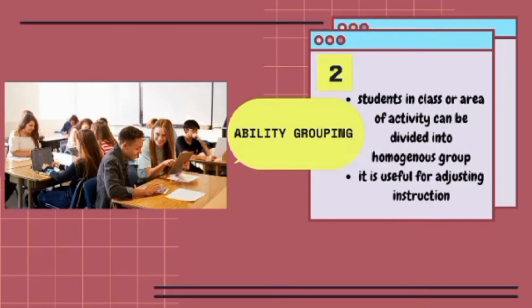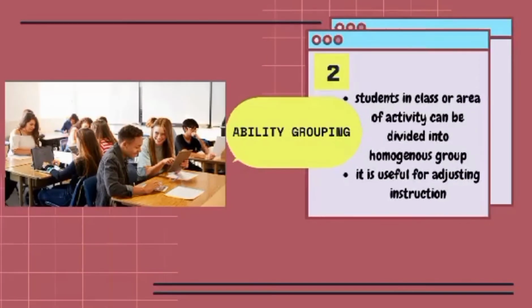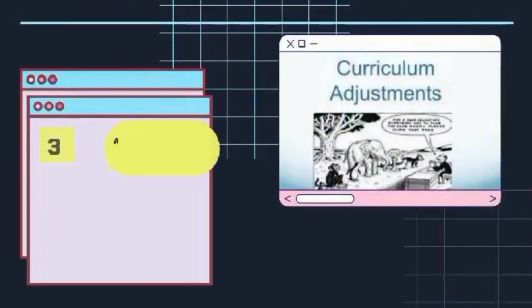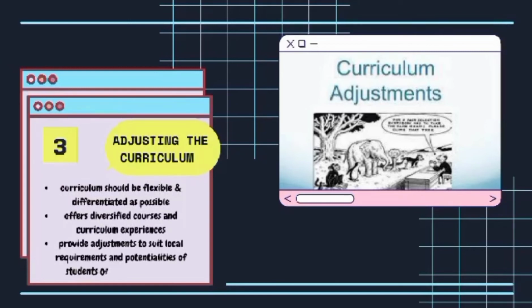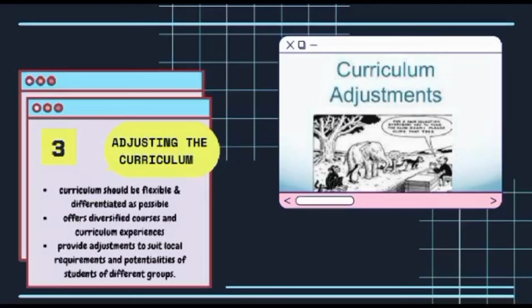And it is said that it is beneficial on the adjustments of the method of instruction. Third, we have adjusting the curriculum. Because of the differences of the students, the curriculum must be flexible and differentiated. It should not be fixed and only focus on one particular type of student. It should offer a variety of courses so that students get the opportunity to study and work in a field suited for their own potentials and abilities.